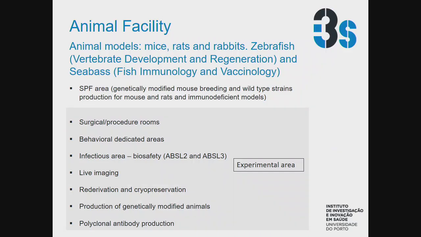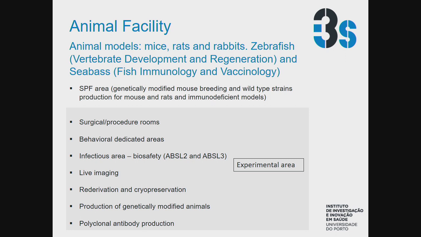So my talk will be mainly about the rodent animal facility. As I told you before, sea bass and zebrafish models can also be used, but they are associated with the José Bessa and Nuno Santos groups. And the rodent animal facility is composed of a specific pathogen-free area in which we breed all of our animals, mainly genetically modified models, but also some wild-type strains of mouse and rats, and some immunodeficient models. Then researchers have access to the experimental area. Here we have several areas that can be adapted to different kinds of work. So we have surgical and procedure rooms.